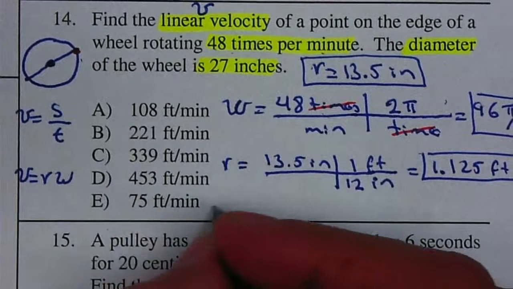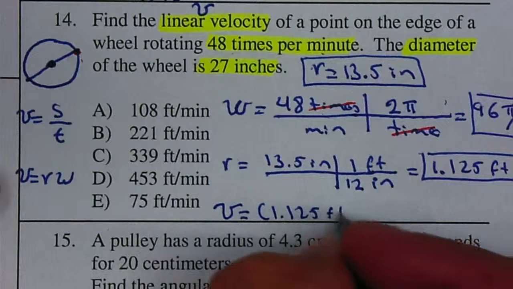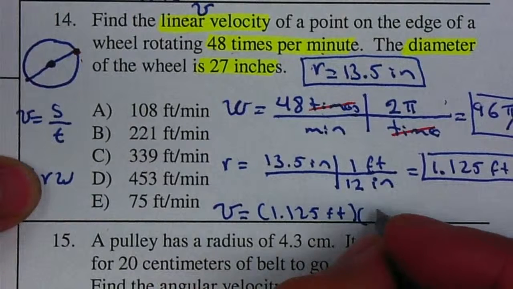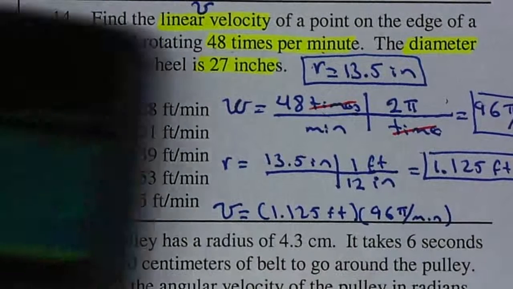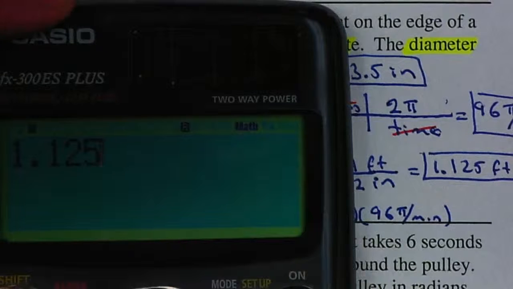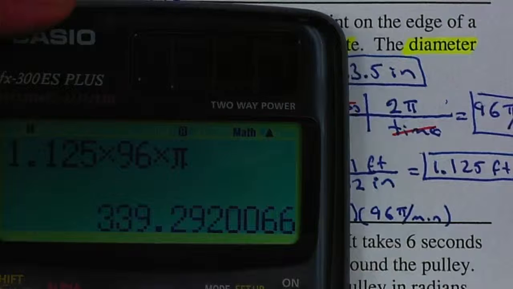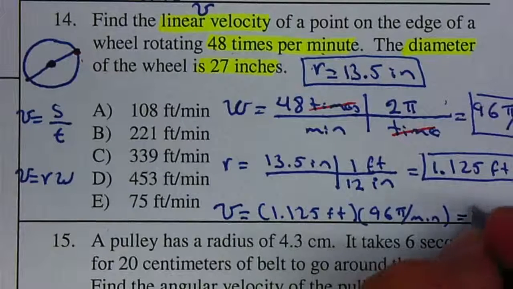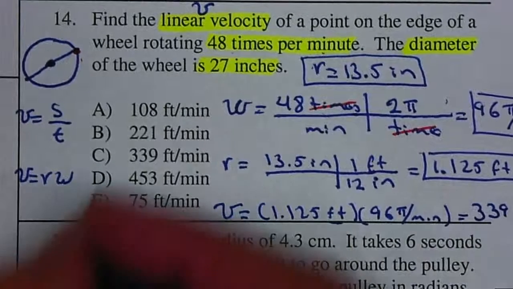So now that I have my R and my W in the units that I need, I can go ahead and plug it into the formula. So V is equal to R, which is 1.125 feet, multiplied by W, which is 96 pi per minute. And once I multiply it out, I'm going to multiply 1.125 by 96 and multiply by pi. And I need to say whole number, so I'll be 339. So therefore my velocity is 339 feet per minute. So therefore your answer is letter C.